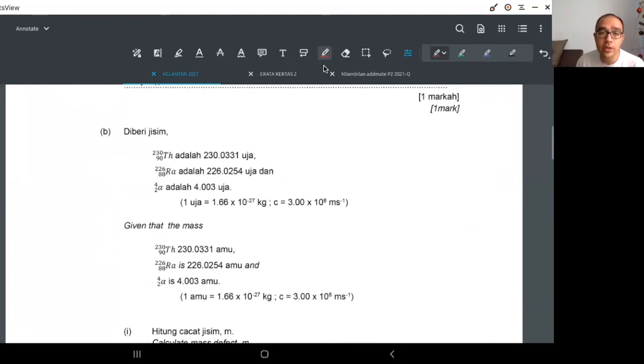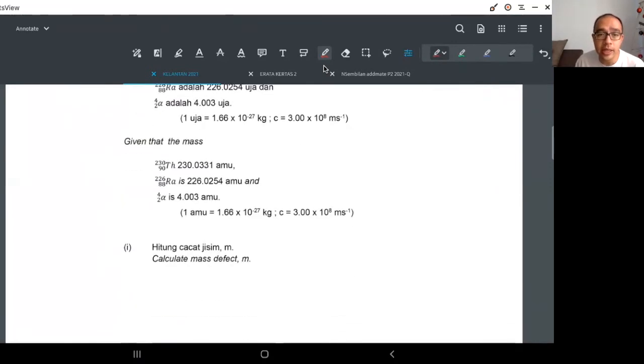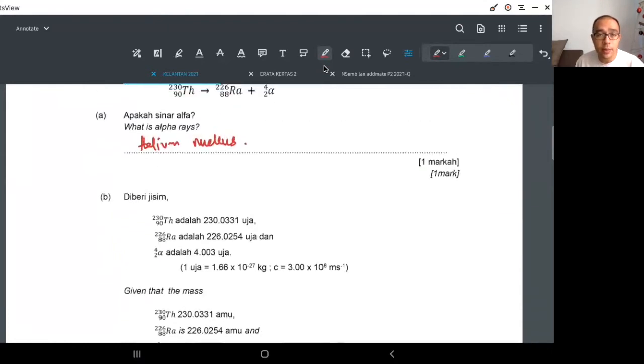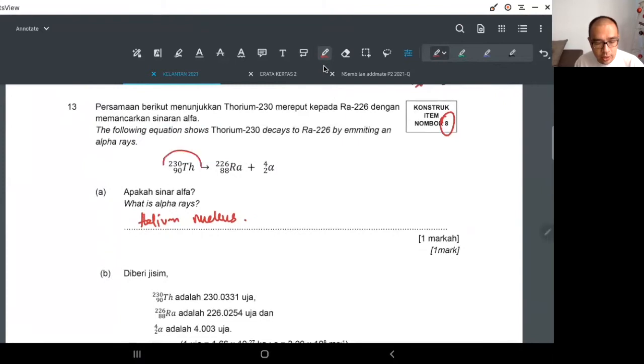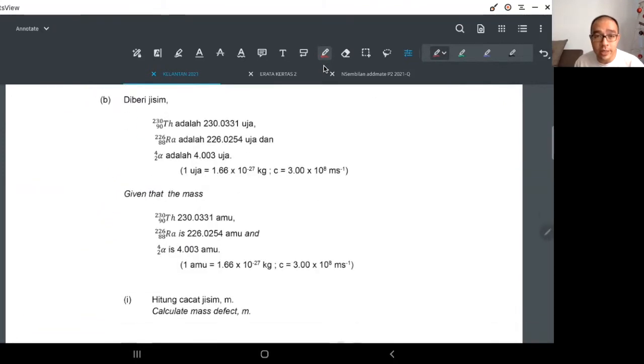So you're given this one, given the mass, and so on. Calculate the mass defect. I don't think they give you. They didn't really specify whether it has to be in AMU or kg, but I guess you need to know both. Okay, so this one is pretty simple. You have this one here already, thorium on the left side and radium and alpha on the right side.